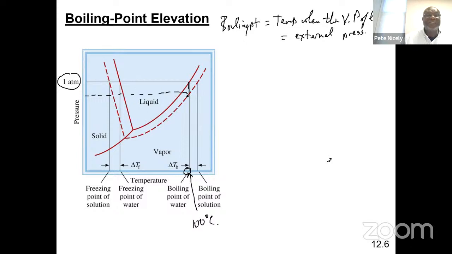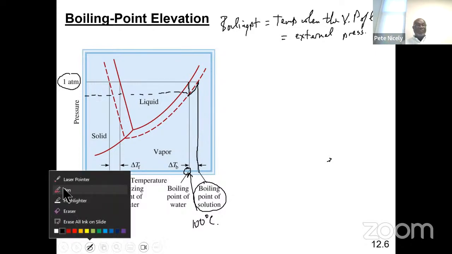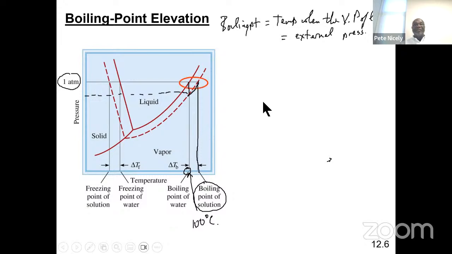What we'd have to do is increase the temperature so that the vapor pressure becomes equal to the 1 atmosphere, right? Which means that the new boiling point would be obtained by dropping the vertical down here to get the boiling point of the solution, which obviously is going to be higher than the boiling point of the pure water. So what we're saying is that the boiling point of the solution will be elevated compared to the boiling point of pure water. So basically, some equations here to show you what's happening.